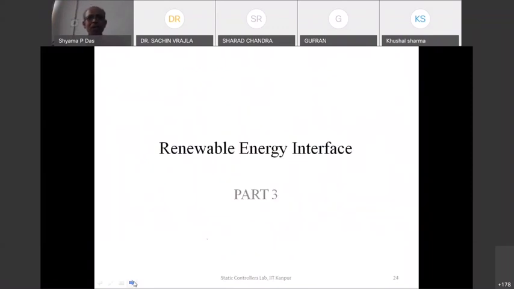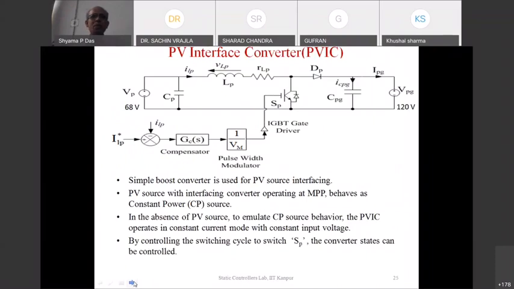This is the renewable energy interface. What we have used here is the photovoltaic panel in the laboratory. We simulated a photovoltaic panel, although we did not have one on the rooftop, but for the experiment we have assumed that the voltage is around 68 volt constant, and this uses a boost converter. This is the interface between the photovoltaic panel and the grid. The DC microgrid has 120 volt, and VP is 68 volt.